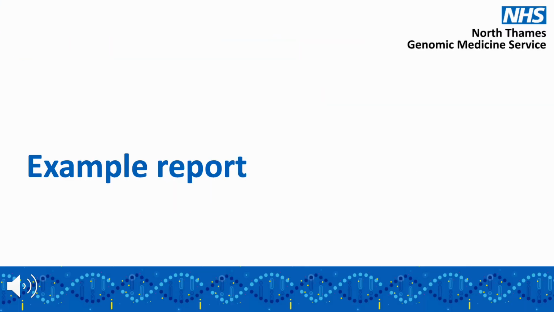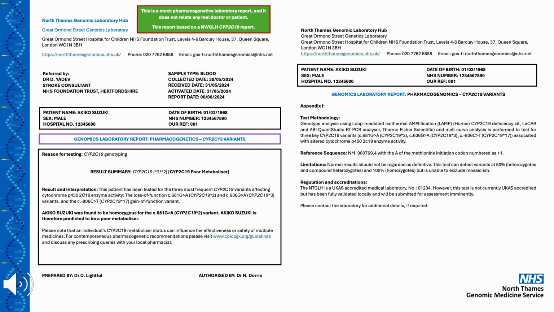Having looked at an overview of CYP2C19 and clopidogrel, we will now look at an example test report. In a clinical scenario, a pharmacogenetic report for prescribing clopidogrel may look like this. Note that this is a mock report and does not relate to a real doctor or patient. In the following slides, I will examine each section in more detail.